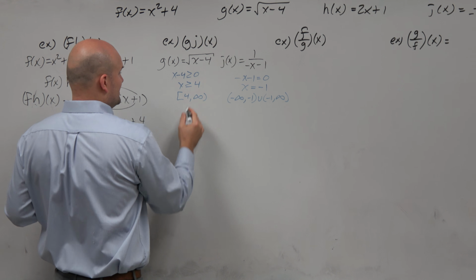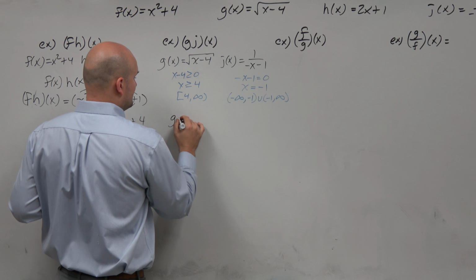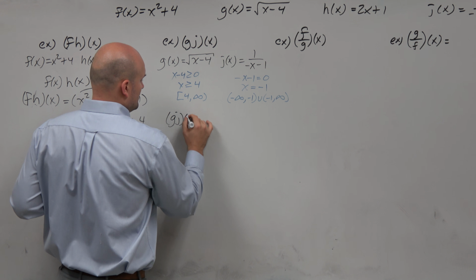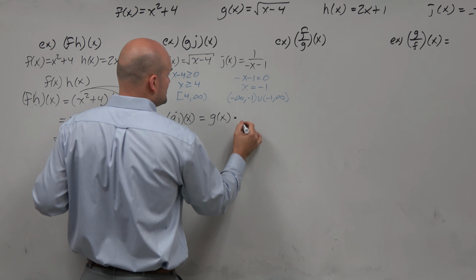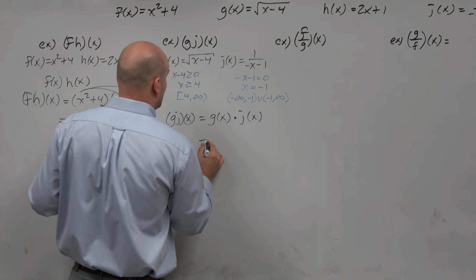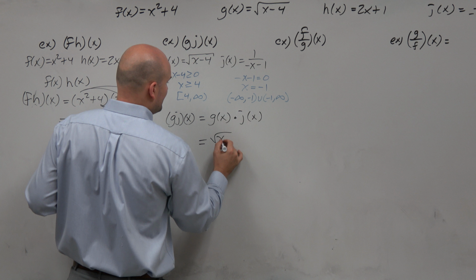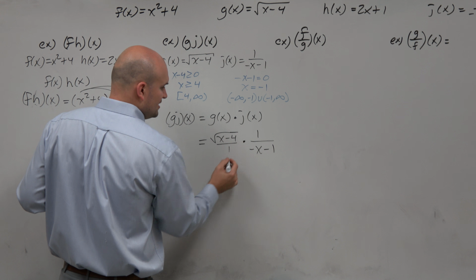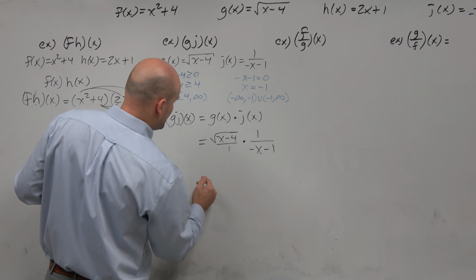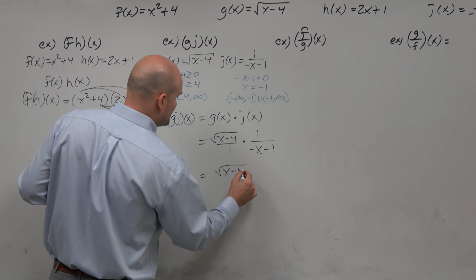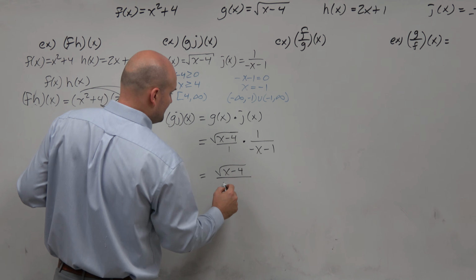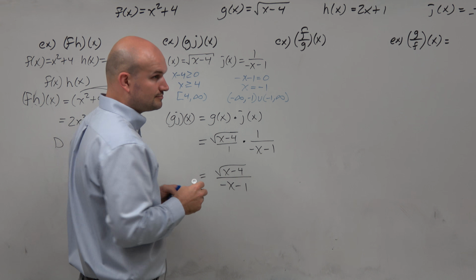So if we're multiplying this, so if I'm doing g of j of x, again, guys, that just means g of x times j of x. Well, how do you multiply square root of x minus 4 times 1 over negative x minus 1? Well, again, just think of that as a fraction and just multiply straight across. So therefore, we have square root of x minus 4, because that times 1, divided by negative x minus 1.